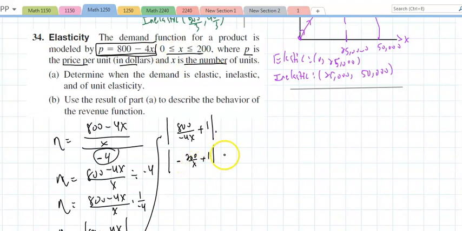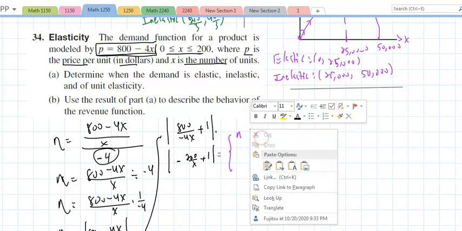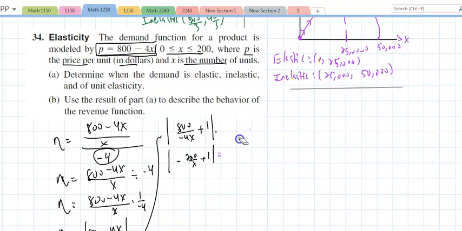If I want to get a 1 out of this, or here, even better. Oh, I love it when it does that. If I want this to equal 1, now think about it. This is negative. Don't I want this to be a negative 2? Negative 2 plus 1 is a negative 1. The absolute value of that would be 1. That would mean I want to get a 2 out of that. I want x to be 100.